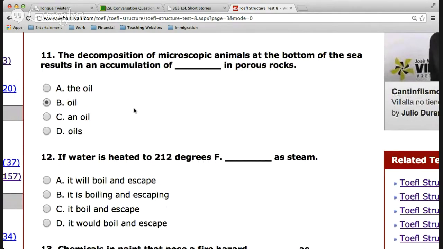Oil at the bottom of the sea seeps into. Well, let's see how I could. If it's mentioned before, maybe you say the decomposition of microscopic animals at the bottom of the sea produces oil, and that oil tends to accumulate in. That's right. So once you mention it before, then you would need the article. Okay, good.